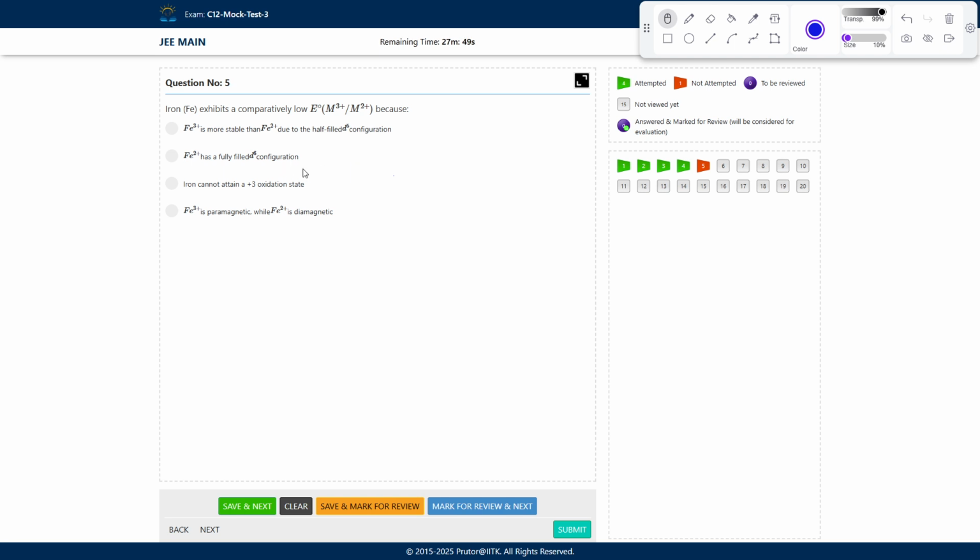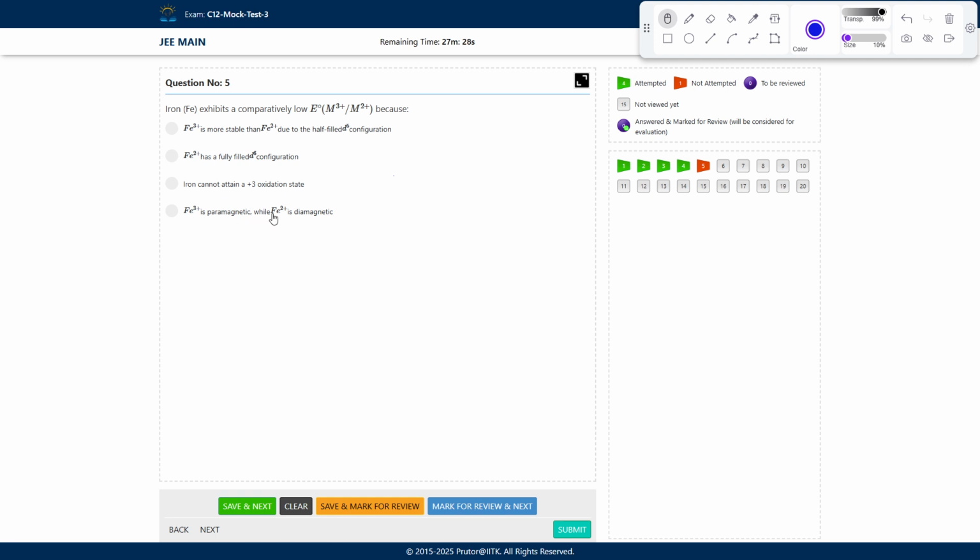So iron 3+ is basically more stable than iron 2+ due to the half-filled d5 configuration. This is our first reason. This is the correct reason because all other statements are incorrect. Iron cannot attain a +3 oxidation state, that is absolutely wrong. Iron 2+ has a fully filled d6 configuration is wrong, d6 is not fully filled.